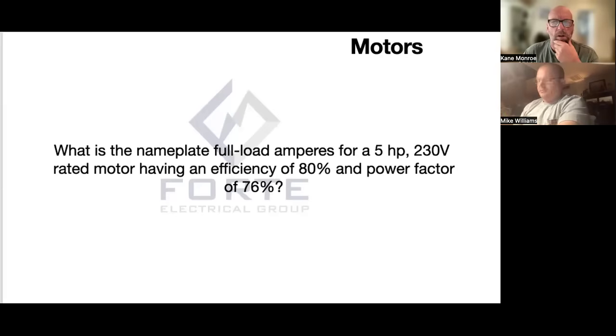We'll do, you want to work on this one? Yep. So it's a 5 horsepower motor. Let's see, 5 horsepower motor at 230 volt with the efficiency of 80% and a power factor of 76%. Okay, so the 5 horsepower motor times your wattage. Remember the wattage? Yes, 746. 5 times 746 is 3,730.